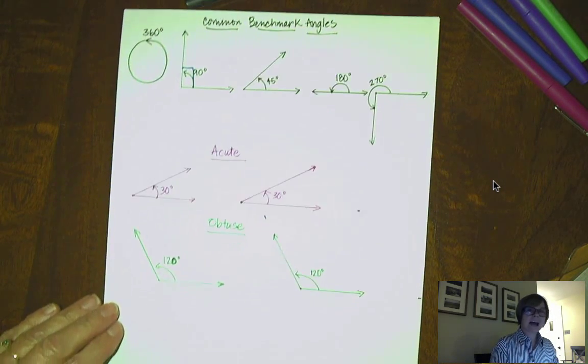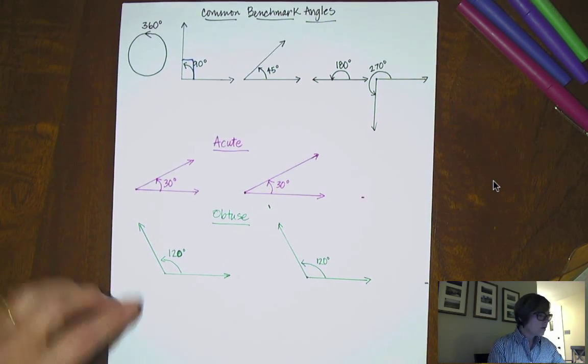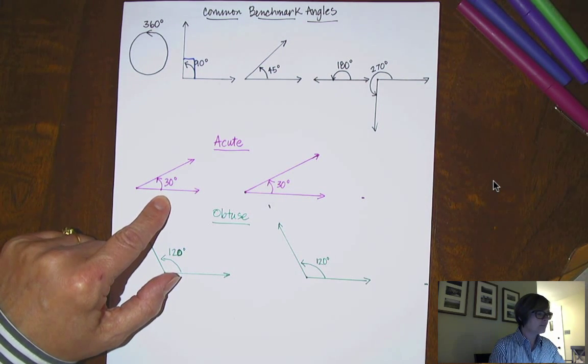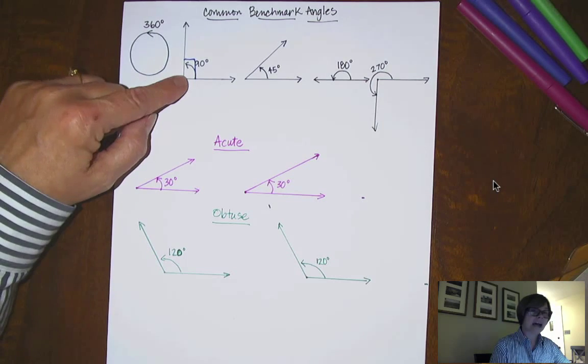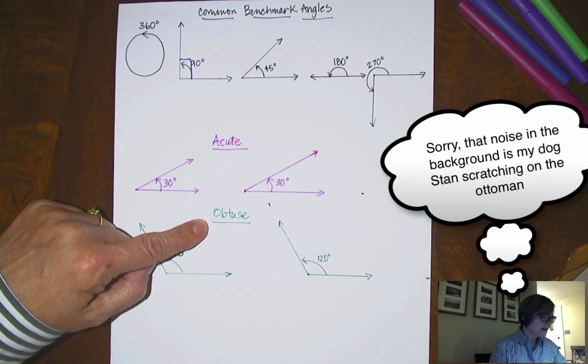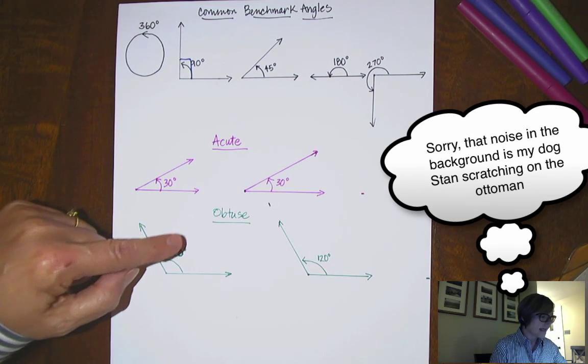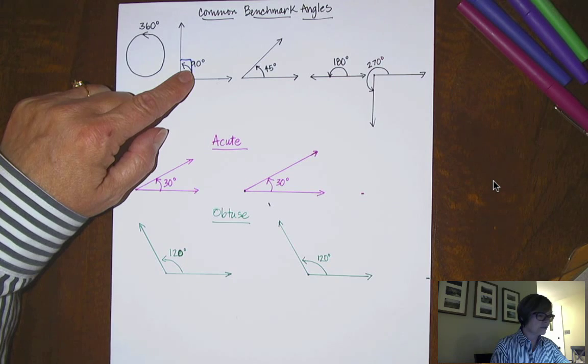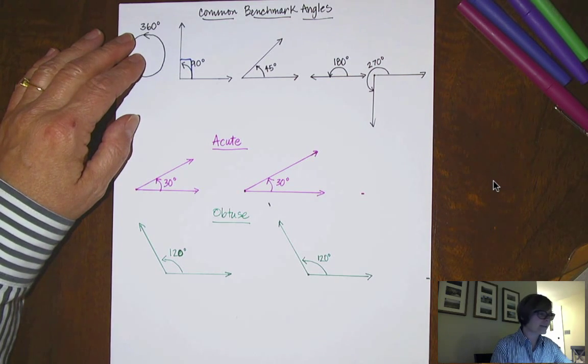The next thing, acute angles. We know that acute angles are any angles that measure out to be less than 90 degrees. Then we also have obtuse angles. Obtuse angles are angles that measure out to be greater than 90 degrees. We have those, so let's get going.